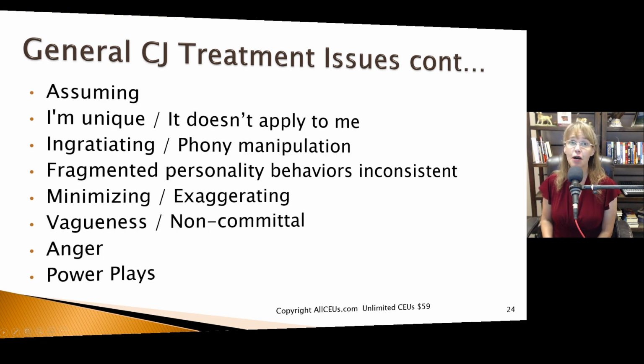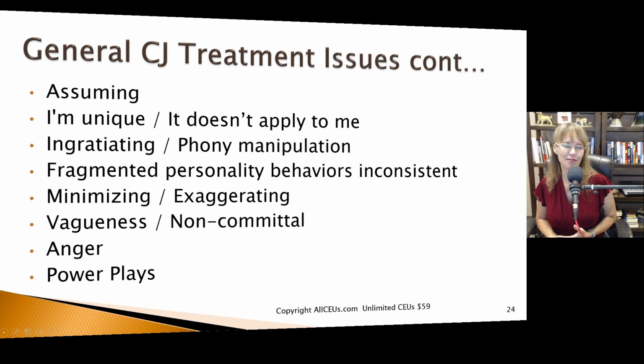Assuming is another issue, that whole mind reading thing. That's one of those basic cognitive distortions that we need to help people address. Based on people's prior experiences, their prior life history, they make assumptions about other inmates, about correctional officers, about us, about the system. It's going to be important to encourage them to identify their assumptions and check them against the facts. They may have an idea that they're unique and the rules don't apply to them. Okay, let's talk about why that doesn't apply to you. Look at the facts. Help me understand where you're coming from and how you arrived at that conclusion.